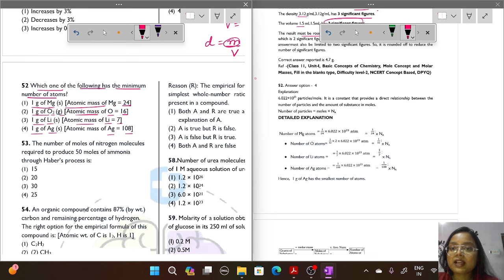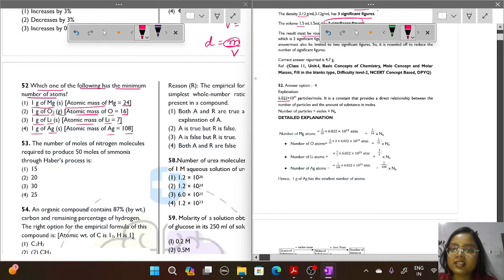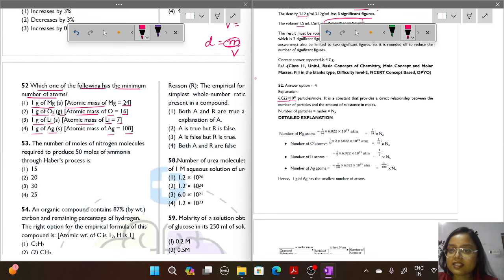Okay, so we know that each mole contains 6.022 into 10 to the power 23 particles. Okay, and it is the constant that provides, what is it? It is Avogadro's number, and it provides the direct relationship between the number of particles and the amount of substance. So we know that number of particles, what is the formula for number of particles? It's moles into Avogadro number. Okay, by this formula we can find out which of these has the minimum number of atoms.